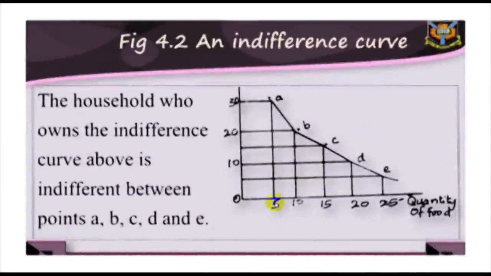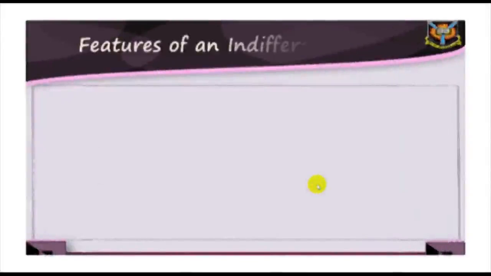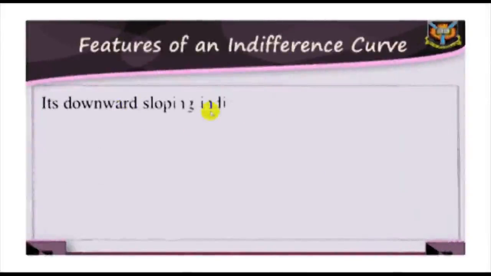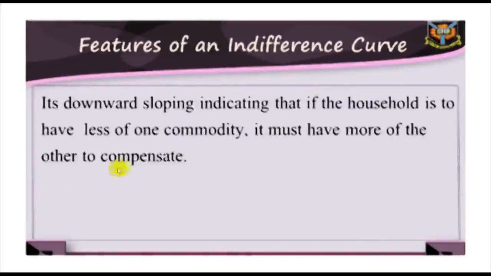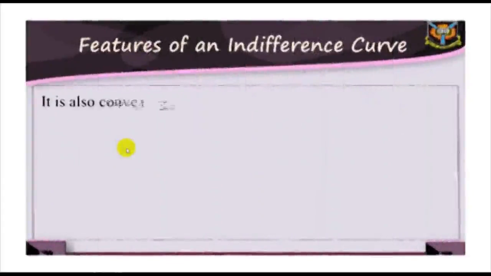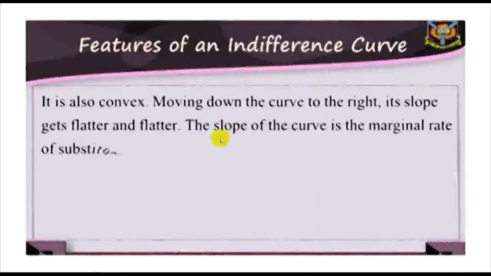Features of an indifference curve. Number 1, it's downward sloping, indicating that if the household is to have less of one commodity, it must have more of the other one to compensate. For instance, in the figure above, for the household to move from point A to B, it must reduce the quantity of clothing consumed from 30 to 18 units, while quantity of food consumed would increase from 5 to 10 units.